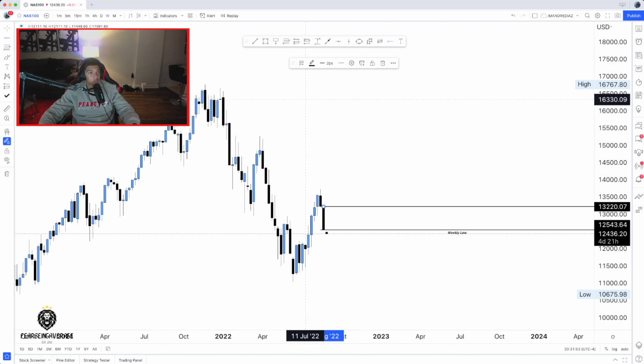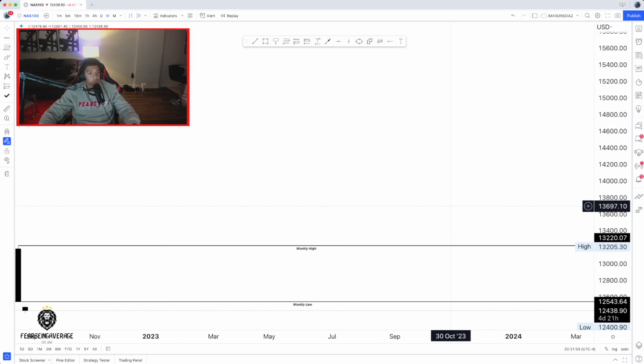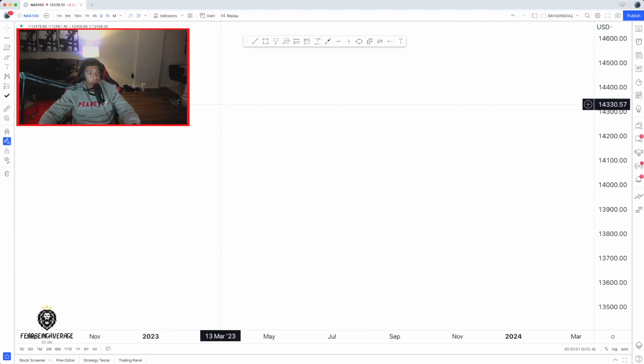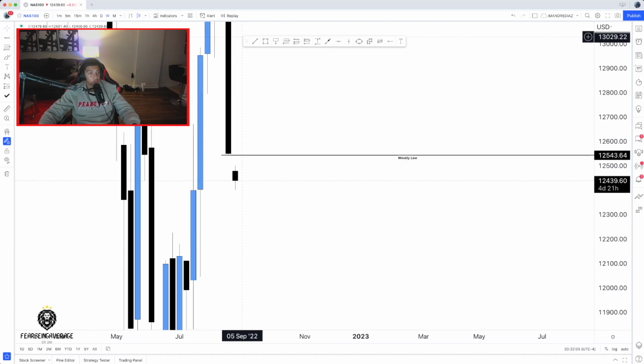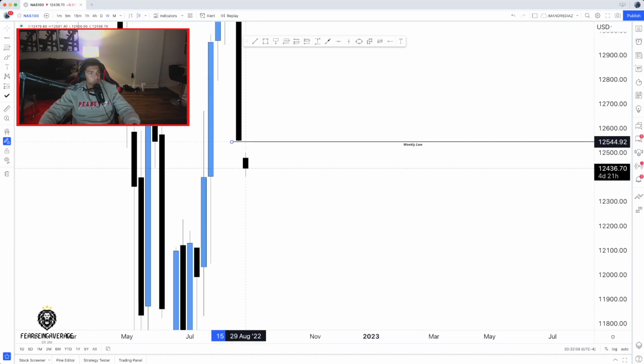Then we got the weekly high, which is going to be all the way at the top of this wick. Here we do have a wick compared to the bottom where we don't. But even then, this is a small wick for this high. Let me get all the way down here. As you can see, there is a small wick here. It's minuscule. It's almost like it's not there.